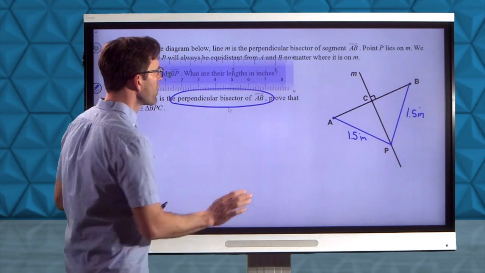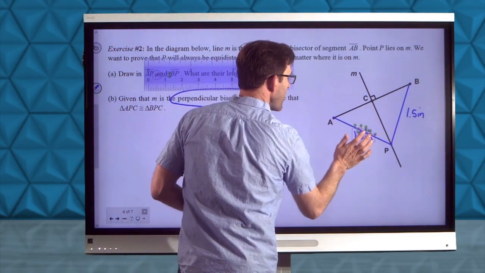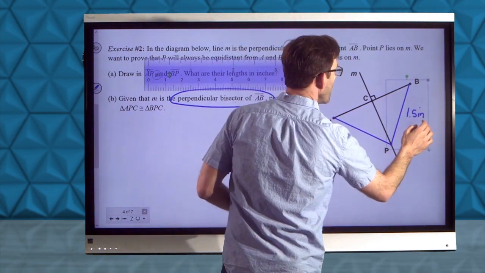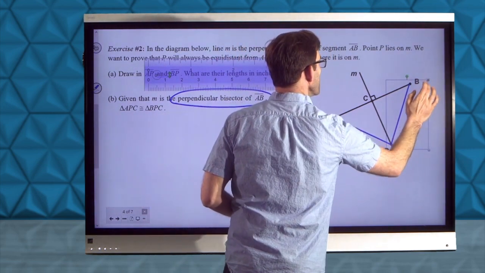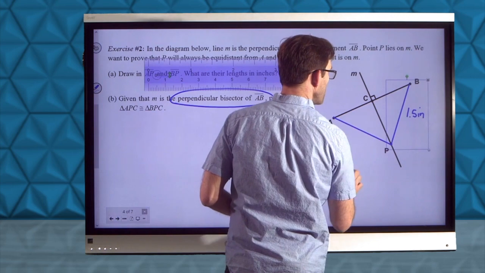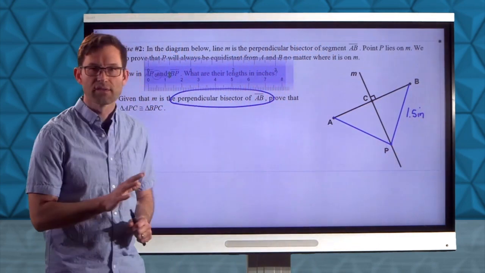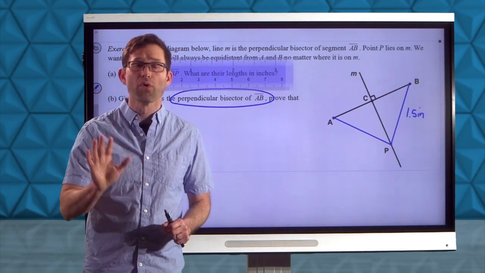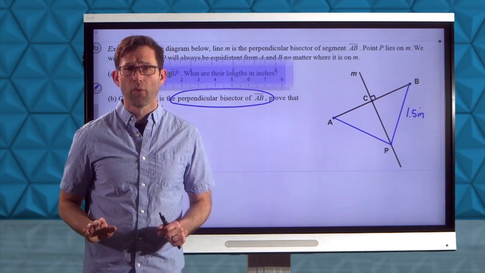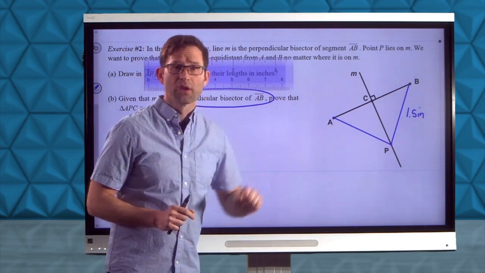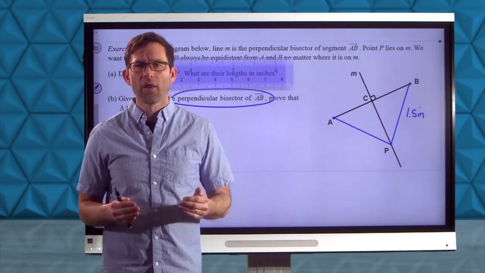And again, don't worry about the 1.5 inches. In fact, I'm going to delete that. I can't get the 1.5 inches without taking away the line segment, so I'm going to leave them both. But remember, it has nothing to do with the 1.5 inches. We want to write up a proof for why this triangle must be congruent to that one. And let's kind of outline that proof.